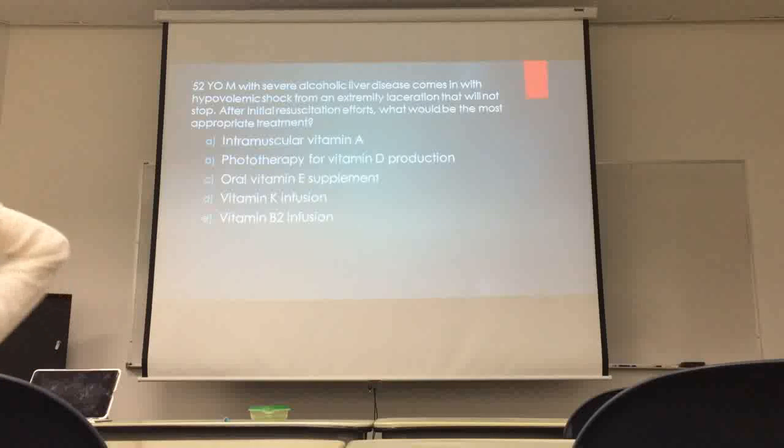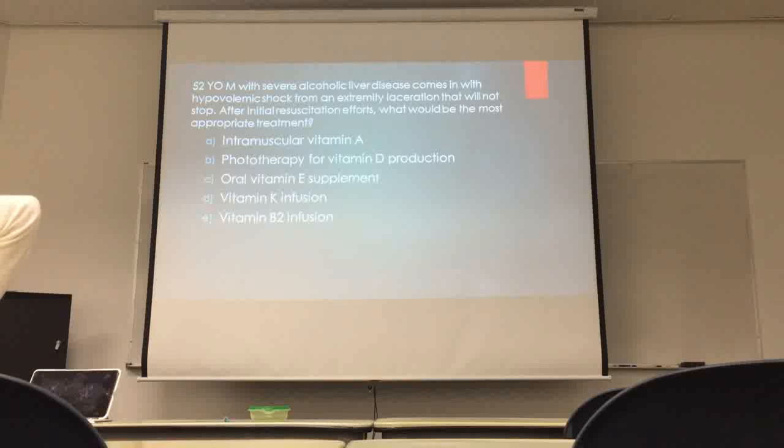Clinical approach to jaundice. A 52-year-old male with severe alcoholic liver disease comes in with hypovolemic shock from an extremity laceration that just won't stop. After your initial resuscitation efforts, what would be the most appropriate treatment? So is initial resuscitation giving him plasma, fluids, or a blood transfusion for this? If it's real bad, sure.